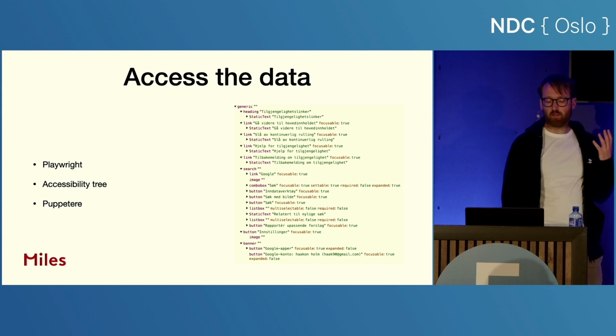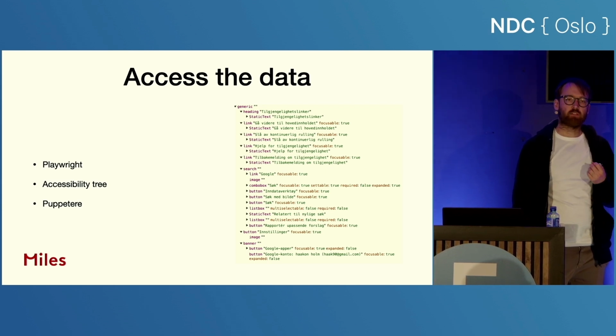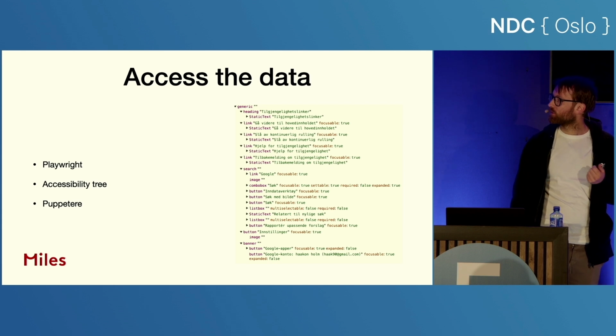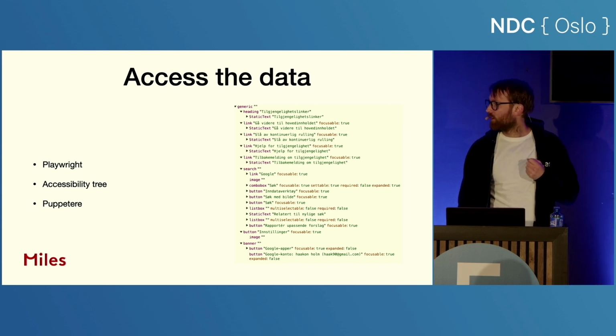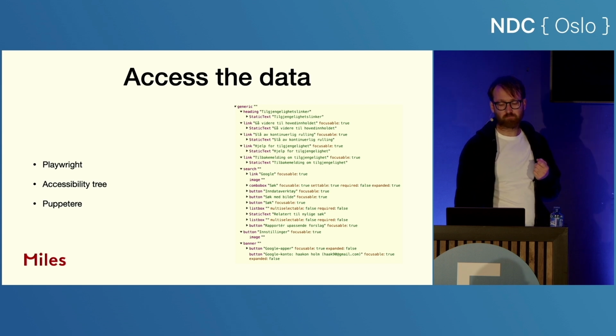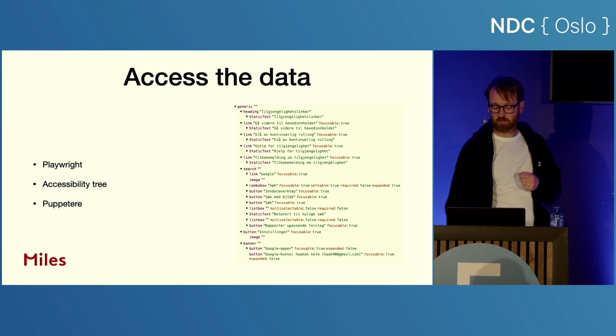Playwright had deprecated its access to the accessibility tree. So I had to change the tooling to Puppeteer, which is Chrome's tooling for automatic browser tests. And there it's quite easy to get the accessibility tree.